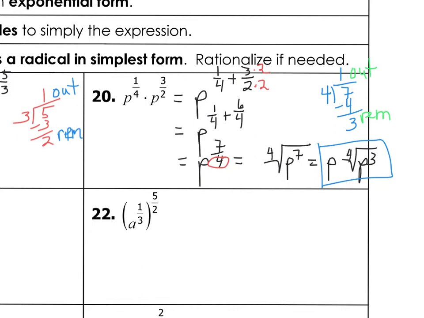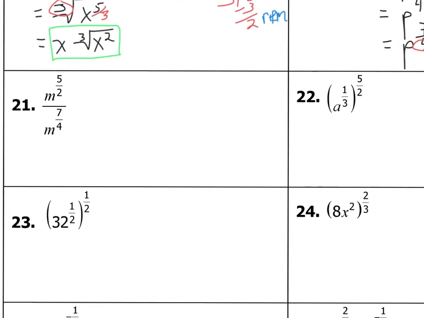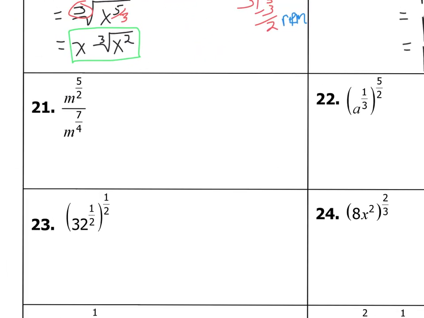All right, so let's look at number 21. So for 21, we have a different rule going on here. We are dividing like bases. So when we divide like bases, we want to divide where there are more. So to determine which fraction is larger, you're going to have to get a common denominator.